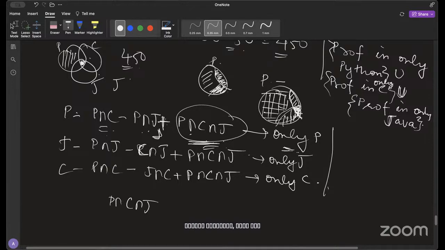We know what these 3 things are, P, J, C. And we know the intersection of these taken 2 at a time. But we don't know P intersection C intersection J. So we first try to find this thing.